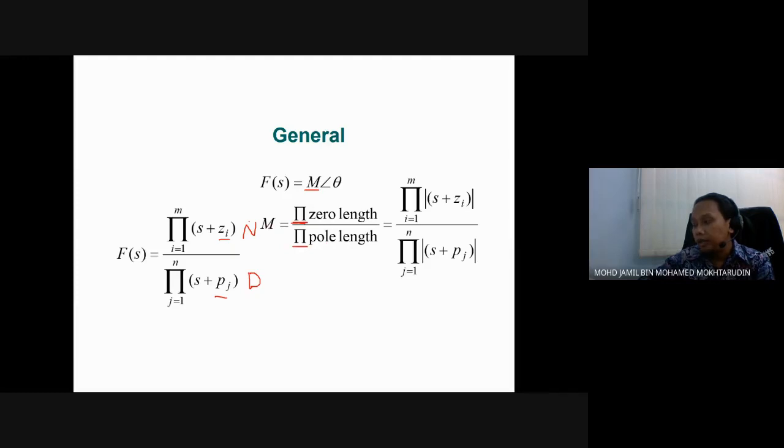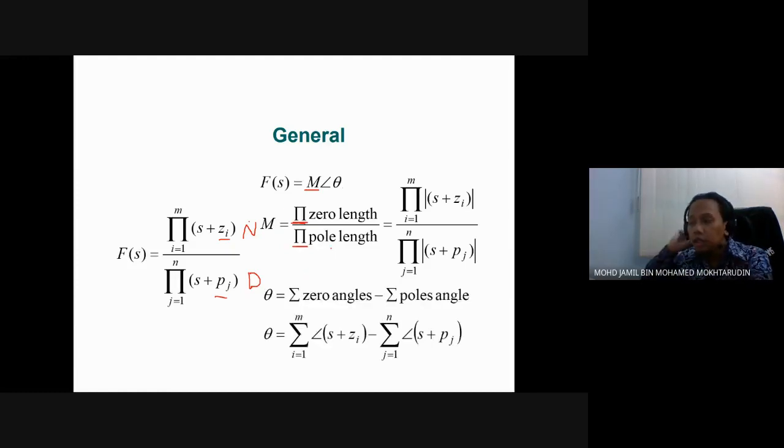So you will get the value of the magnitude M of the transfer function. And then to find the angle of the transfer function, you need to calculate the sum of the zero angles minus the sum of the pole angles. So there are two formulas. To find M, you calculate the product of zero lengths divided by the product of pole lengths. And to find the angle of the transfer function, you calculate the sum of the zero angles minus the sum of the pole angles.